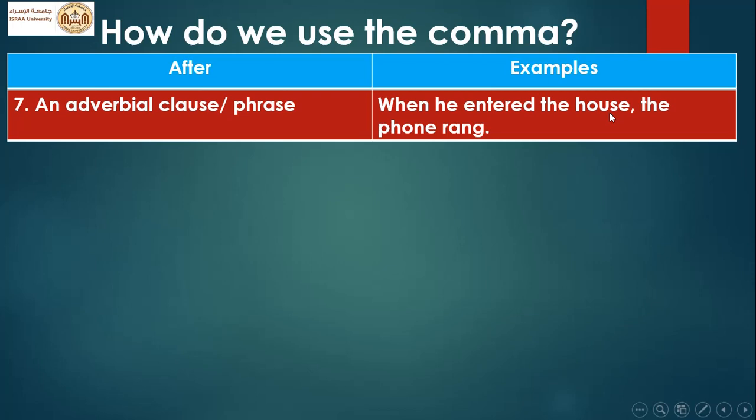What about adverbial phrase? Adverbial phrase means when entering the house. Instead of writing he entered, it becomes entering. When entering the house, this is adverbial phrase. It is followed directly with the comma, then the phone rang.